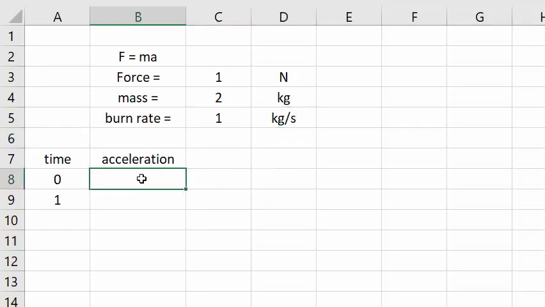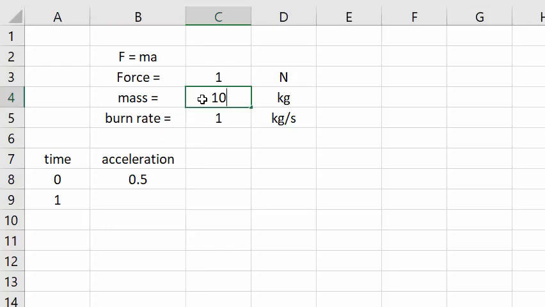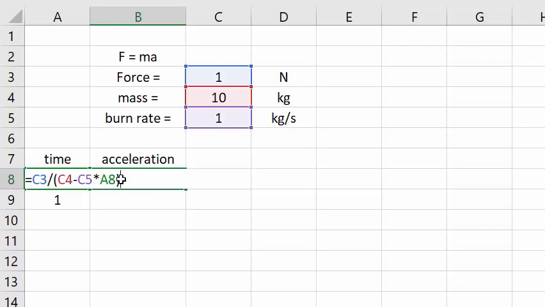Now, the acceleration is equal to the force divided by the mass at takeoff minus the burn rate times the time. And if the mass at takeoff is 10 kilograms, then the acceleration is going to be 0.1 meters per second squared. We want to copy this cell into a table, but before we do that we need a trick to make sure that values stay constant.